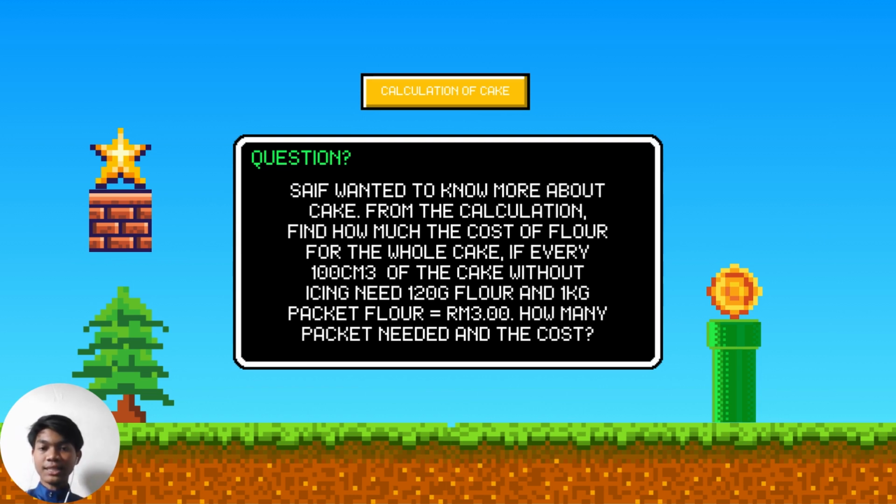Okay, then we move on to the problem statement of this case. The problem statement is Saif wanted to know more about the cake. From the calculation, find how much the cost of the flour for the whole cake. If every 100 cm cube of the cake without icing needs 120 gram flour and 1 kg packet flour equals 3 ringgit, how many packets are needed and the cost of it?